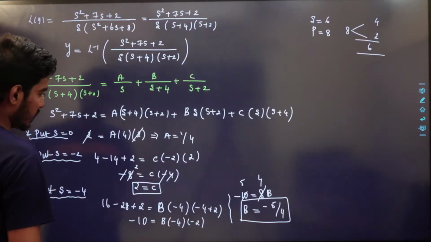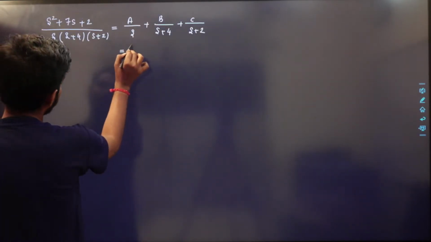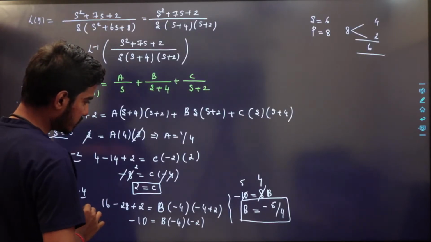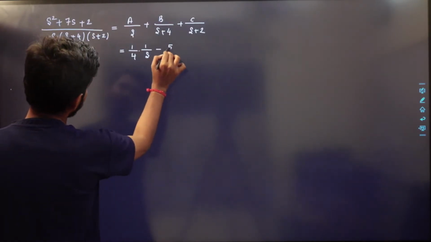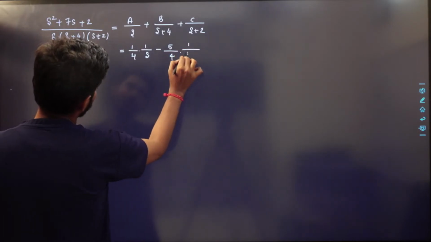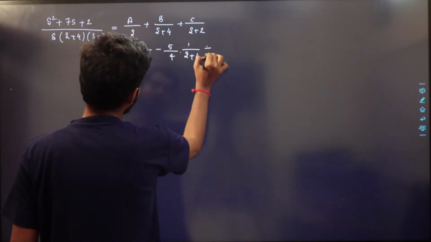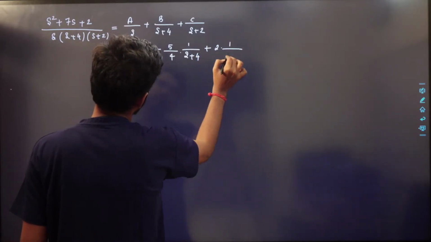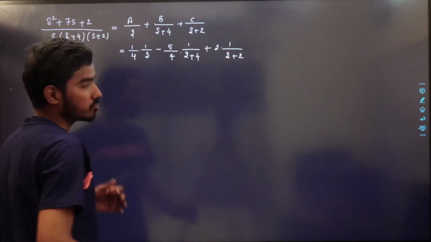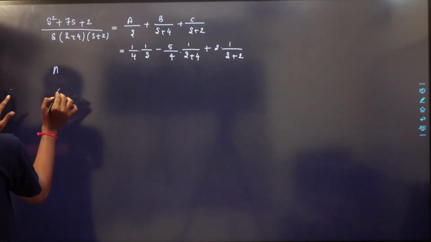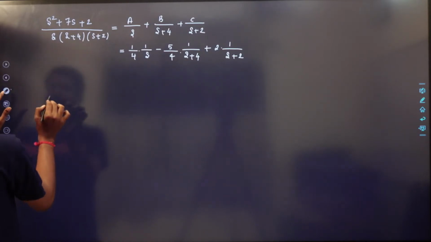So what is a? A is 1 by 4. So this will be 1 by 4 into 1 by s. Value of b is minus 5 by 4. So it will be minus 5 by 4, 1 by s plus 4. Value of c is 2. So this will be 2 into 1 by s plus 2, right? Now you take inverse Laplace on both sides. So apply L inverse on both sides.